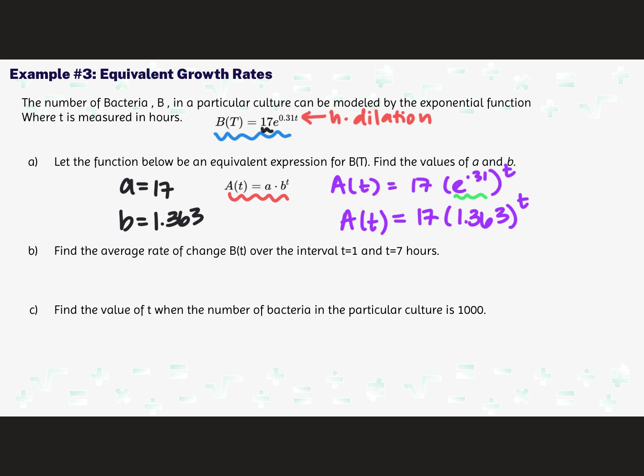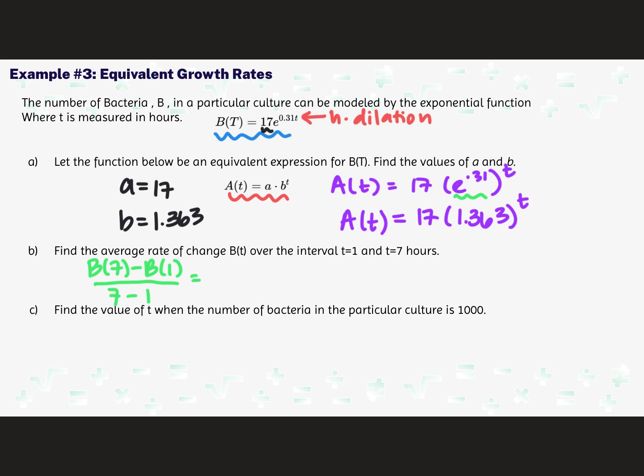Part b is bringing back an old friend, our average rate of change. It says find the average rate of change of this original function B of t over the interval t equals 1 and t equals 7 hours. So we're looking for this slope between hour 7 and hour 1. So we're going to take the change in output over the change in input. We'll use a calculator to help us with these output values.